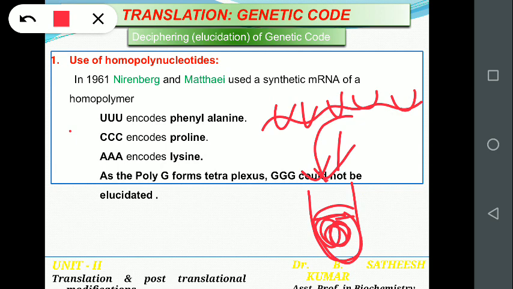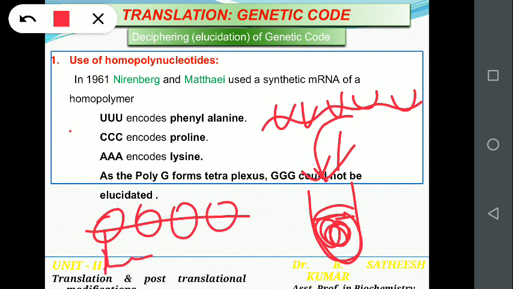molecule. So when the scientists added a synthetic poly-U sequence, they found a polyphenylalanine chain, a peptide which has only phenylalanine residues. So that means UUU codes for phenylalanine. In the same way, next time they used a poly-C sequence. Then they got a polyproline amino acid sequence. So that means CCC codes for proline.